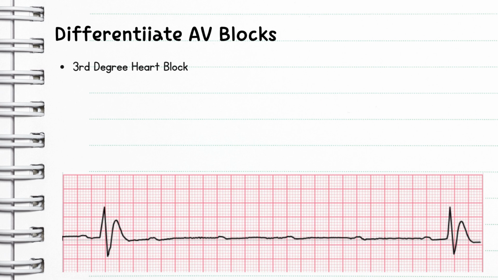Okay, so just to summarize, in a third degree AV block, the atria on top and the ventricles are beating independently. There's no communication between them. What you're going to see on the EKG is a P wave and a QRS complex that are regular, so the P waves are spaced apart consistently, same thing with the QRS complexes, but they're completely out of sync with each other. And remember that this requires urgent treatment.